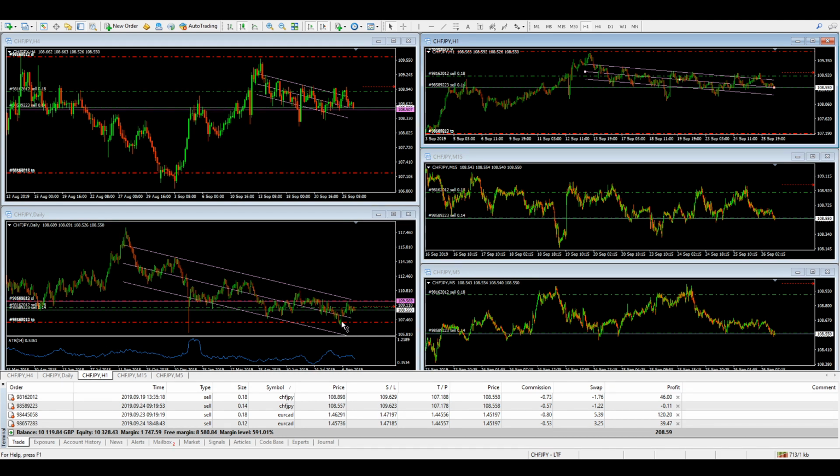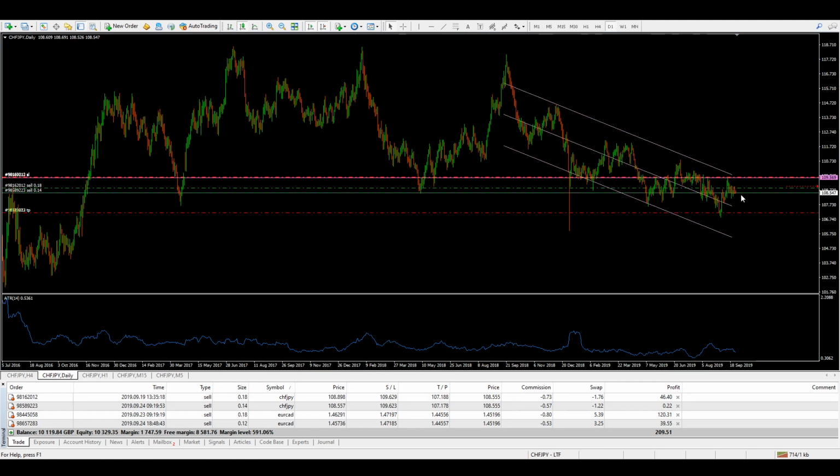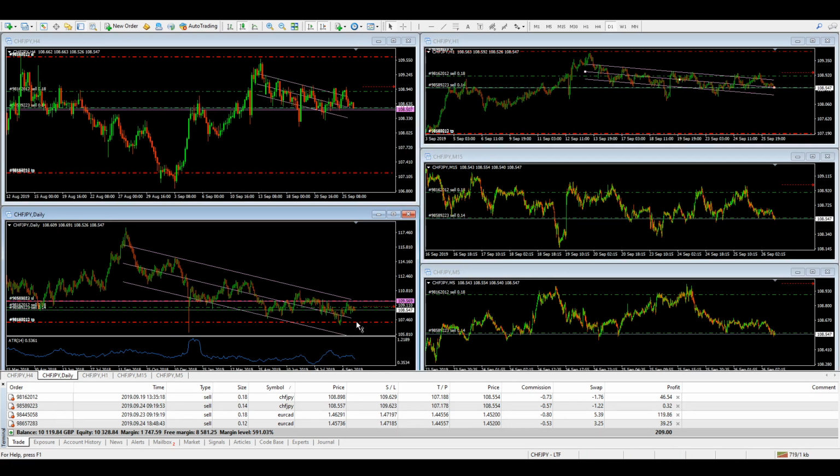What you can see as well is the take profits I've got on this, if you look at the daily, are before the previous lower low here. So yeah, it stacks up quite nicely. Got 2% in this, and it's about, let's see, 200.